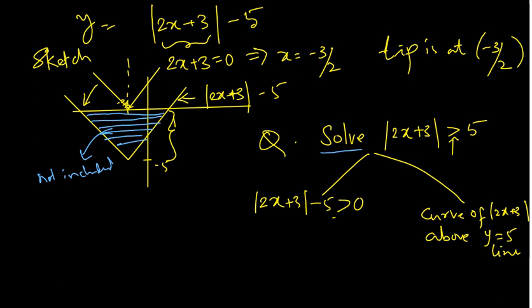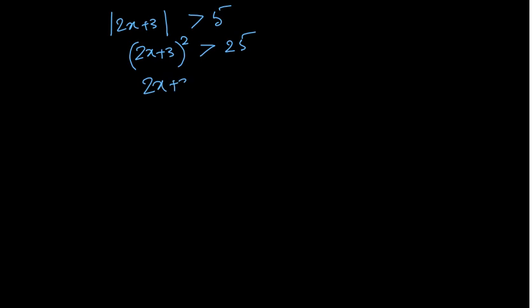If I have to show non-graphically, how do we have to solve it? That means algebraically. So you will have mod 2x plus 3 is greater than 5. So when you square it, obviously you will have 2x plus 3 whole squared is greater than 25. So when you take square root, then it's 2x plus 3 is greater than plus or minus 5.